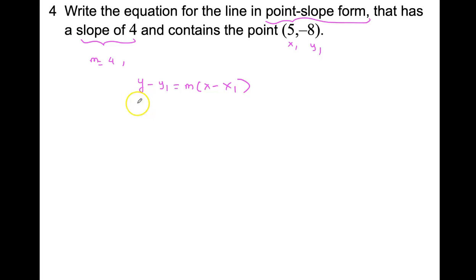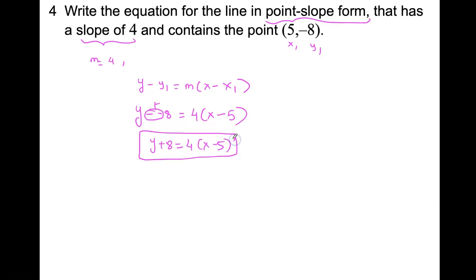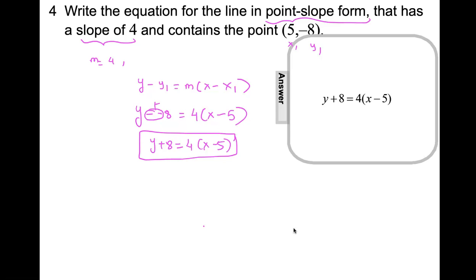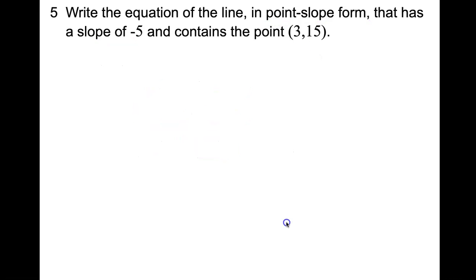So let me substitute the values: y minus negative 8 is equal to m, which is 4, times x minus 5, and this will be positive over here. So this is y plus 8 is equal to 4 times x minus 5, and that's my answer. All right, so let's proceed. Now let's see what our answer is. Yes, we got the same answer. So this is our equation of the line in point slope form. Let's go to the next problem.